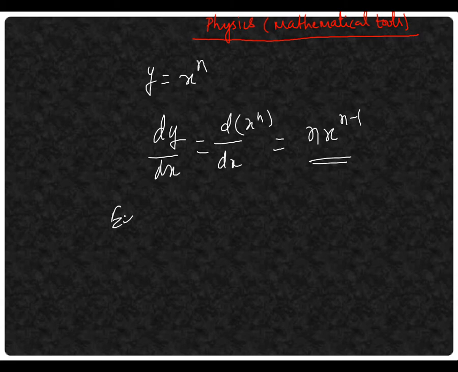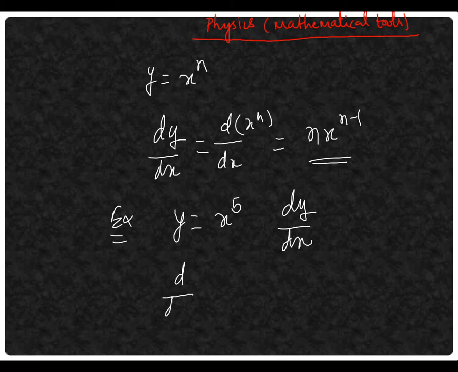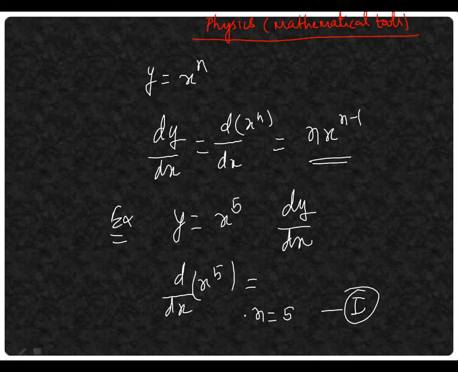Okay, so for example, let y be equal to x to the power 5. Then what is the value of dy by dx of y? So dy by dx is equal to dy by dx of x to the power 5. To find the differentiation of x to the power 5, first of all we compare x to the power 5 with x to the power n. So here n is equal to 5. It is the first step of solving our numerical, so first of all we find the value of n.